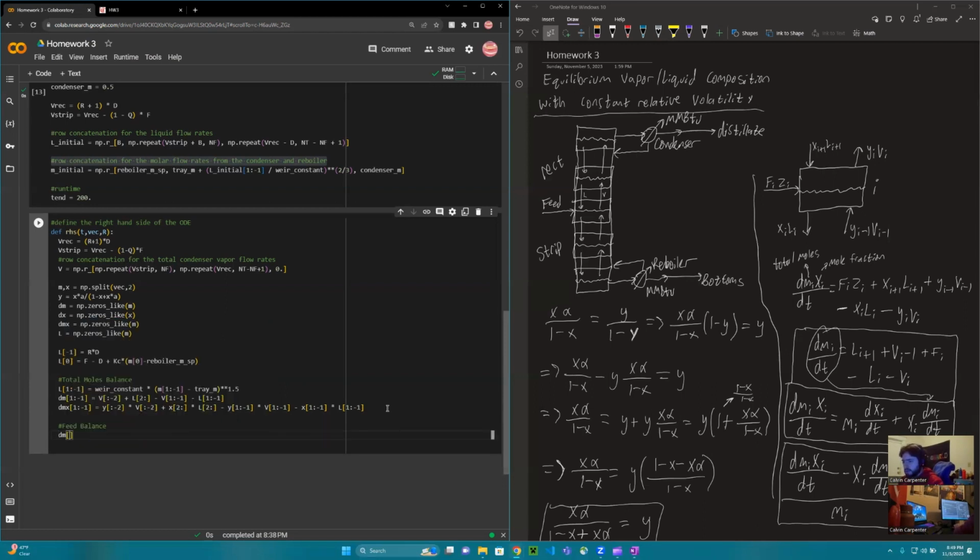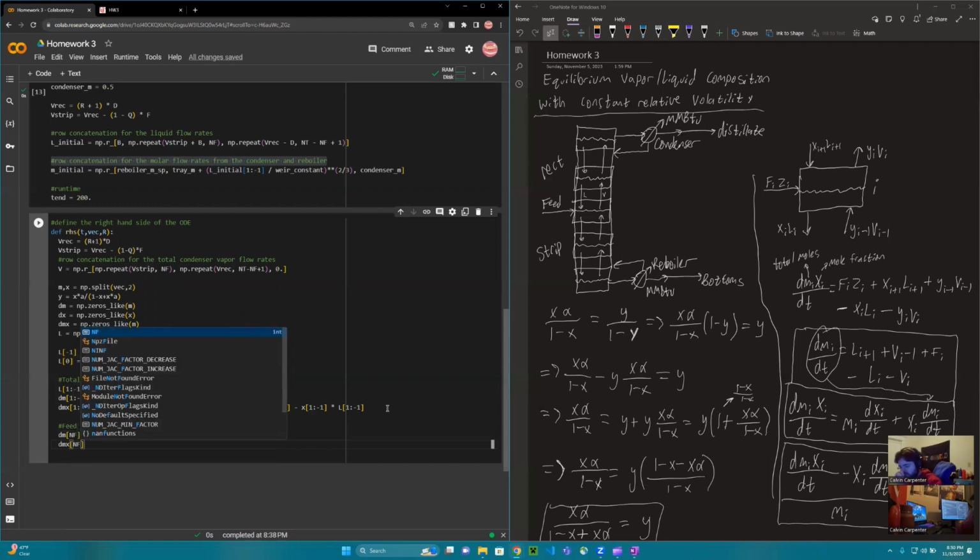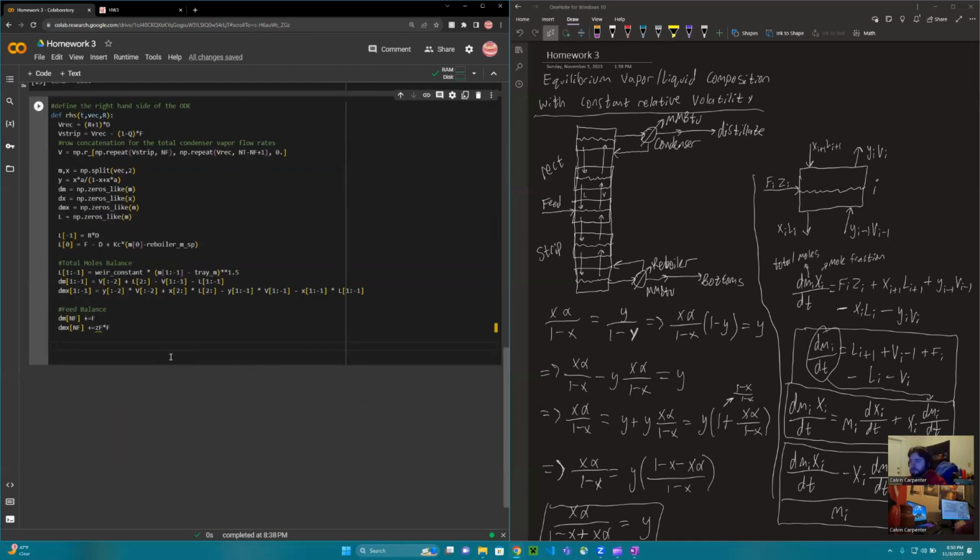So the M in brackets NF plus equals F, dmx in brackets NF plus equals ZF times F. Now that we have our feed balance, we're going to set up our molar compositions for the condenser operation.